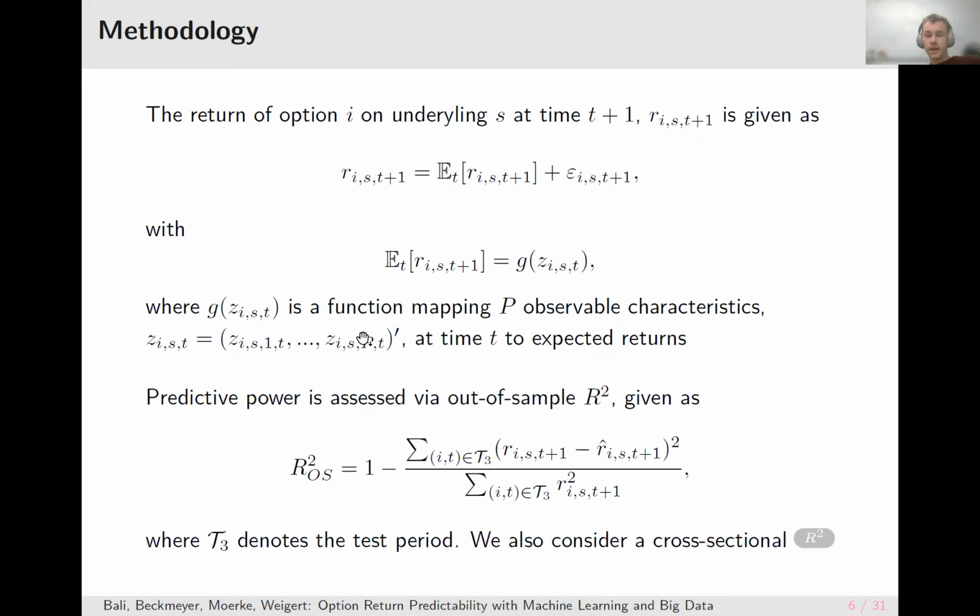And we then assess whether we have found predictive power in future option returns by the out-of-sample R squared right here, which essentially just compares the predictions we make in our machine learning models to a benchmark which always predicts a zero return, right? We also consider the cross-sectional R squared, which deducts the cross-sectional mean that we see, and which is more in line with the standard asset pricing idea of looking at return spreads.